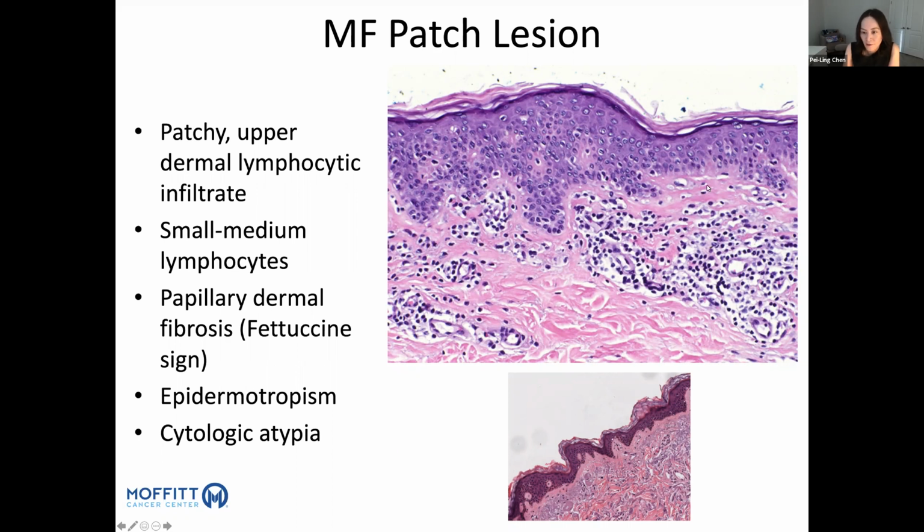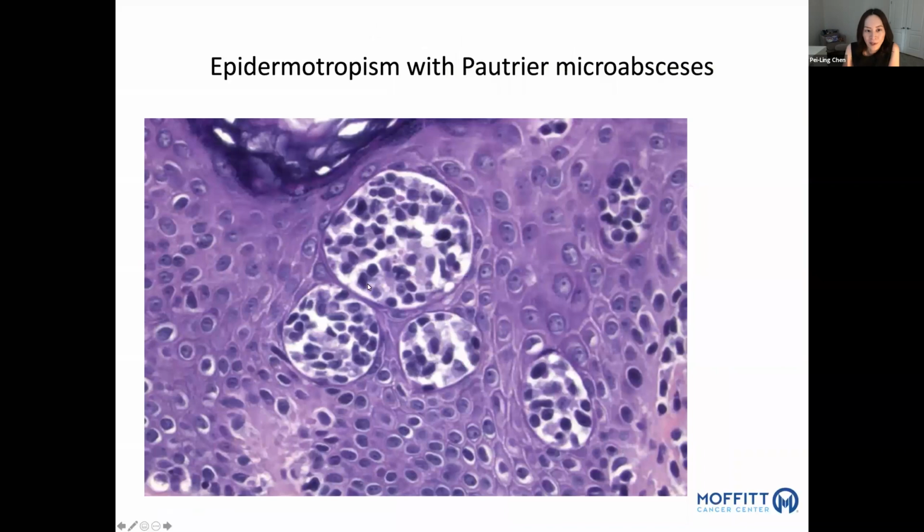Usually, besides this kind of low to mid power evaluation of the skin, I also look at high power for cytologic atypia, meaning, do these lymphocytes look different at high power? The shape, the size, the features, are they different from a normal T cell? Here at higher power, I can see in this epidermis an aggregate of malignant T cells. We call this a little abscess, Pautrier-like microabscesses of malignant T cells here. And they can home to the epidermis, the skin.